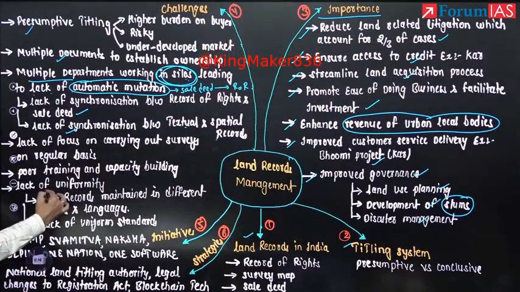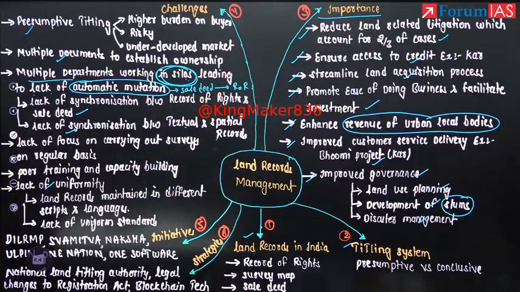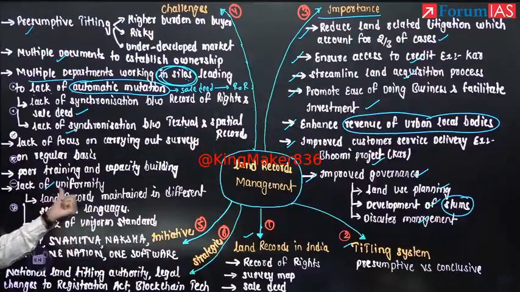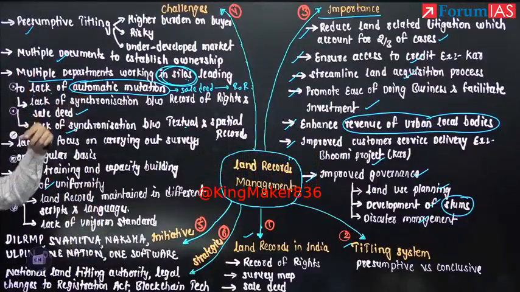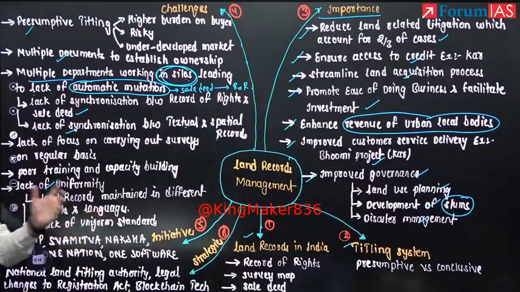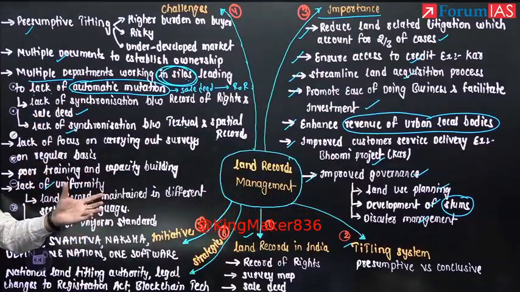Look at this point. Lack of uniformity. Different states have different land records. In different states, the language is different, script is different. So there's lack of uniformity in script and language. We are modernizing land records at a national level. Because there's so much variance in script and language, it becomes very problematic.